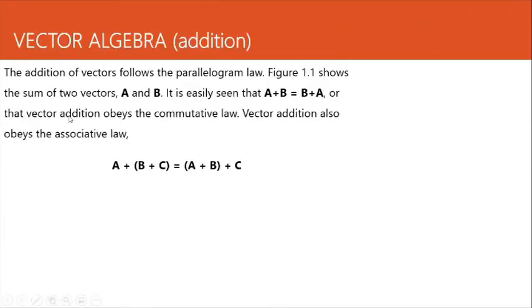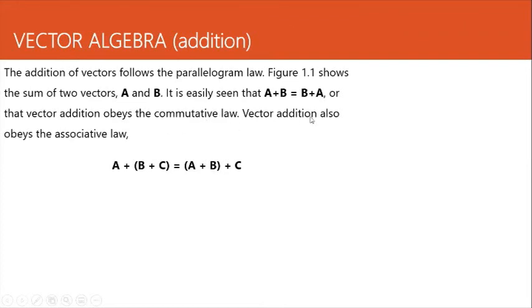Okay, now, these are the vectors algebra. For example, meron tayong mga equation na ginagamit natin sa electromagnetics. Katulad nito, the addition of vectors follow the parallelogram law. In this figure, for example, show the sum of two vectors. Since meron tayong dalawang vectors, that is A and B, it is easily seen that i-add lang natin siya, A plus B, then equal din siya sa B plus A, or the vector addition obeys the commutative law.